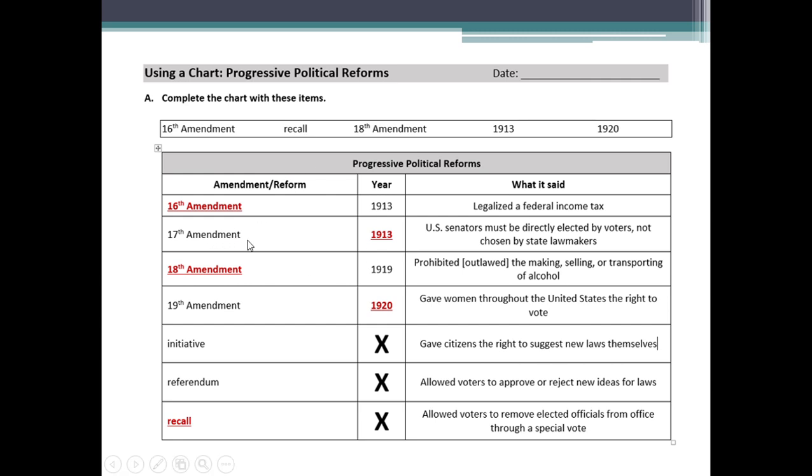The 17th Amendment was something I went over with you. That was also passed in the same year, 1913. And that's the one that says senators have to be directly elected by us, the voters, not chosen by the state legislature.